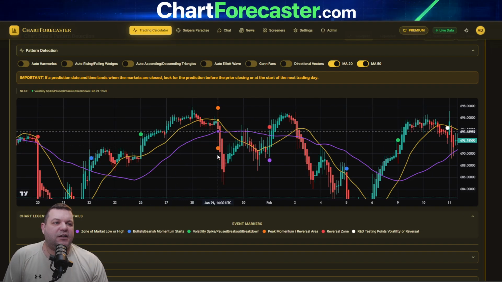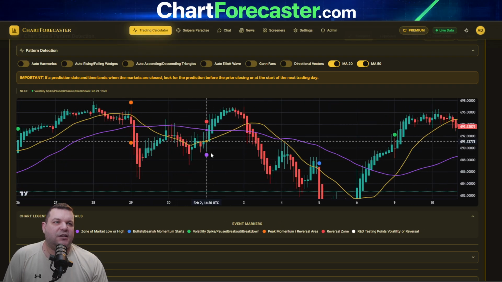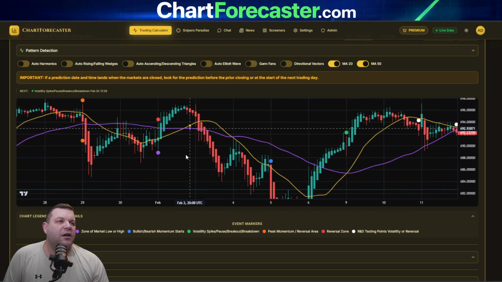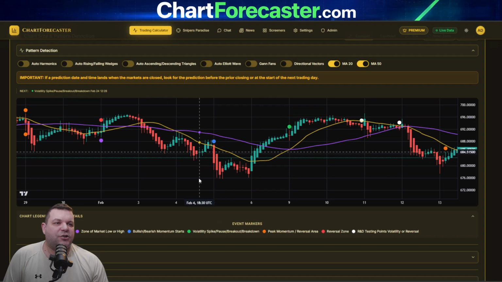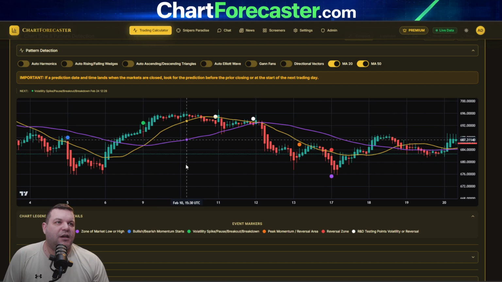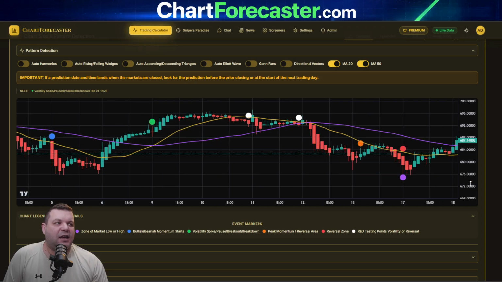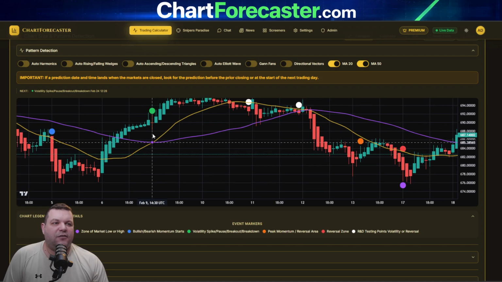Here it predicted that there would be a peak momentum or a reversal area. Price came up to this area. This was peak momentum. You can see this candle wick, and it reversed. Predicted another reversal area, a zone of market high or low, and bullish or bearish momentum would start. Predicted that perfectly. And so you guys can see that it does predict a lot of this stuff very accurately. Volatility spike. I mean, look at that.